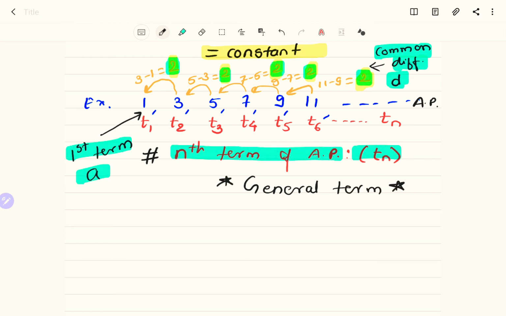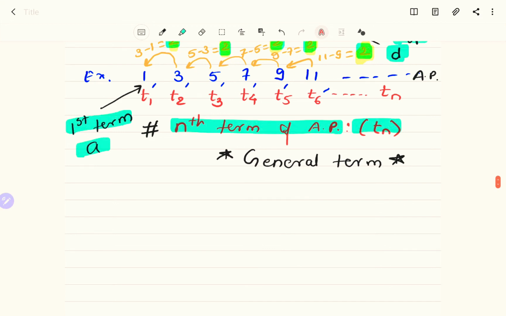What is the meaning of general term? This Tn always represents each and every term of the sequence. If I am talking about Tn, Tn may represent T1, T2, T3, T4, T5, T6, or a term that we don't know, like T20 or T7 or T15, anything. So Tn represents any particular term from that sequence. It's not that Tn is the last term of the sequence.